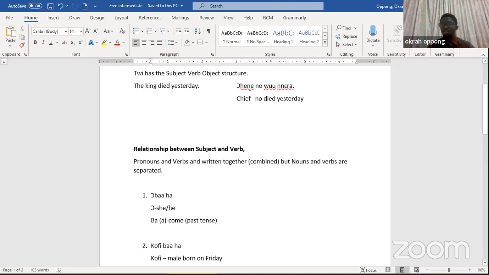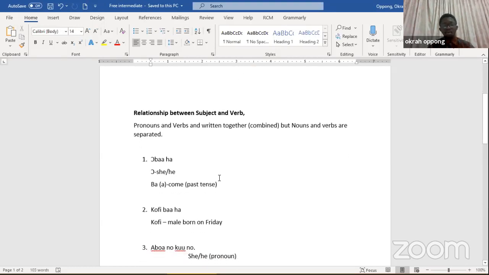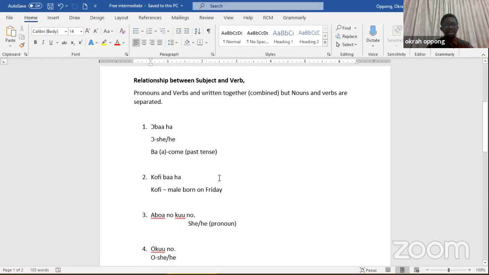But when the Ohineno becomes a pronoun, that means I have to join the verb with the pronoun. So in my example one, in the relationship between the subject and the verb, we have pronouns and verbs written together or combined, but nouns and verbs are separated. So we join our pronouns and their verbs at the subject position, and we separate the nouns and the verbs at the subject position. We also have an object, right? There's also a relationship between the object and the verb, but we don't write them together. We only combine a pronoun and a verb when the pronoun is at the beginning of the sentence.